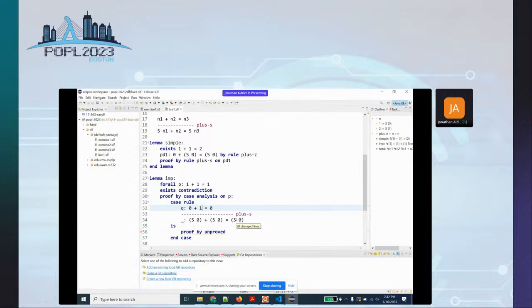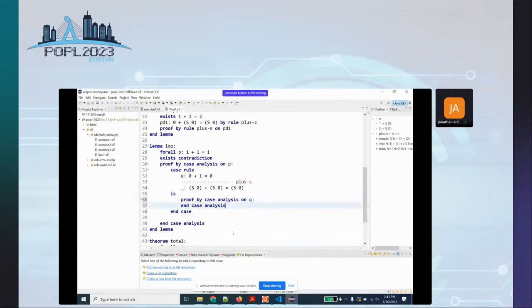Students need to think, well, of course 1 plus 1 is not 1, but how do we know that from the theorem? It's because the only way that you get it is by using plus S, and plus S as an input would have had to have 0 plus 1 equals 0. And it turns out there's actually no way of proving that one. You can write case analysis on it, and let's see if I can not do two case analyses here. Then I save it, and now the empty case analysis works.